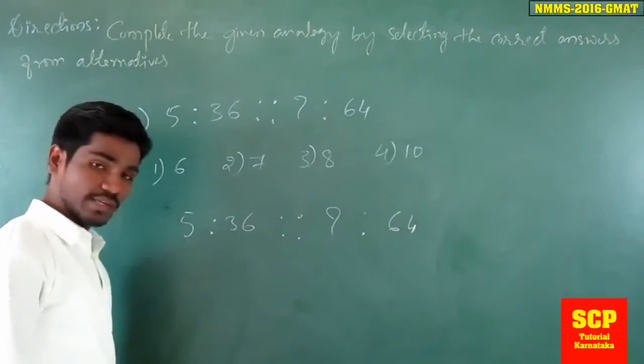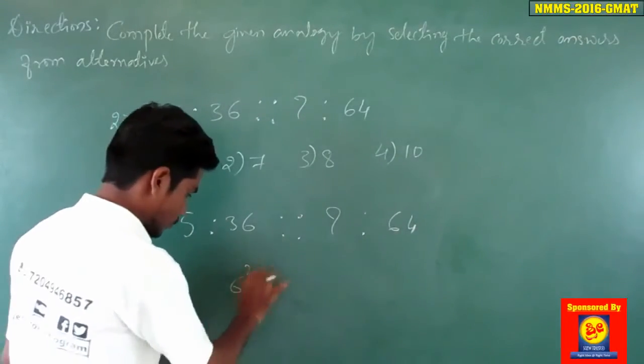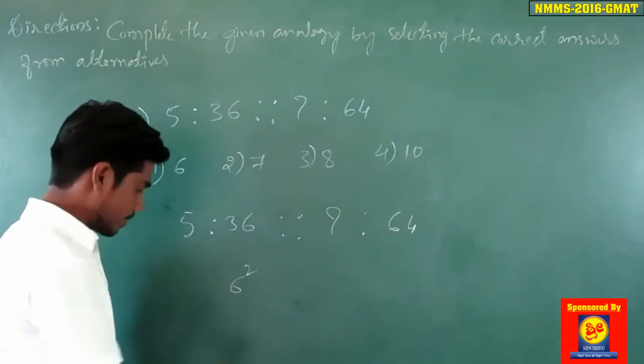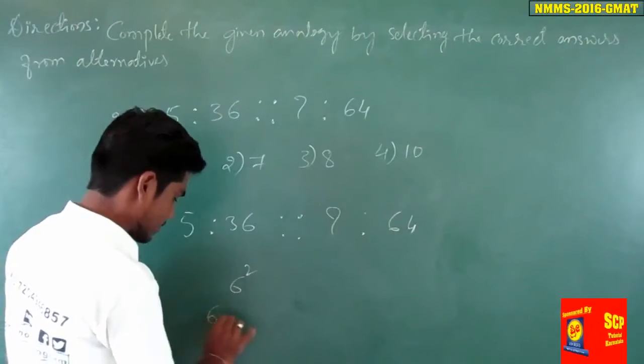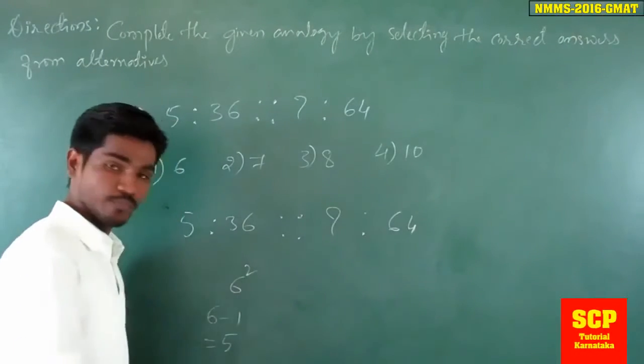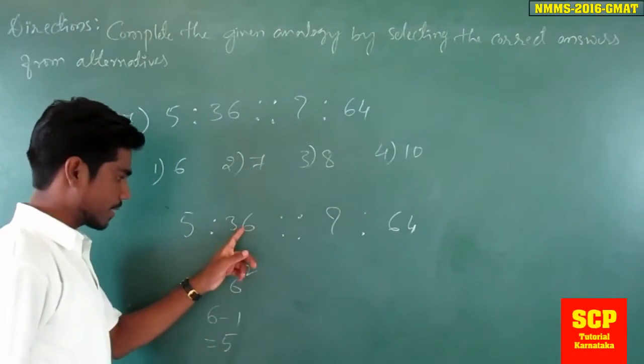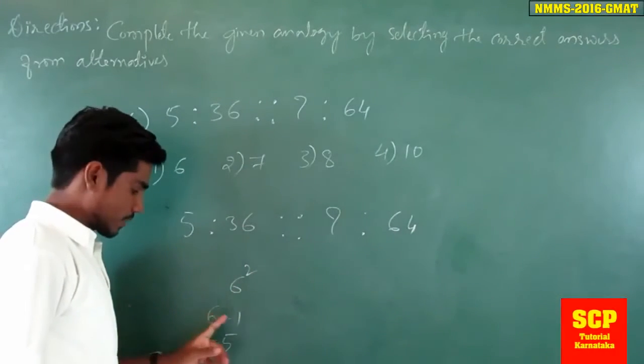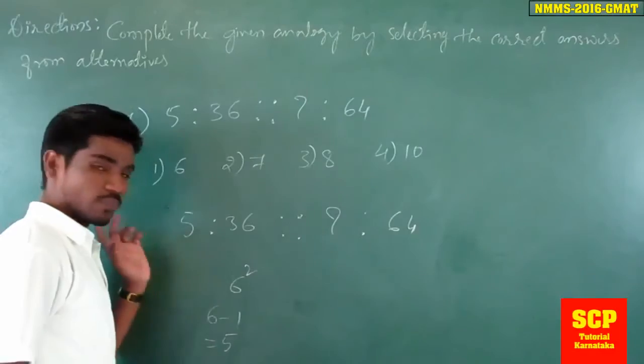Now this 36 can be written as square of 6. The previous number is obtained by subtracting 1, that is 6 minus 1 is what? 5. Okay, this 36 can be written as square of 6. The previous number is obtained by subtracting 1, that is 6 minus 1 is 5.